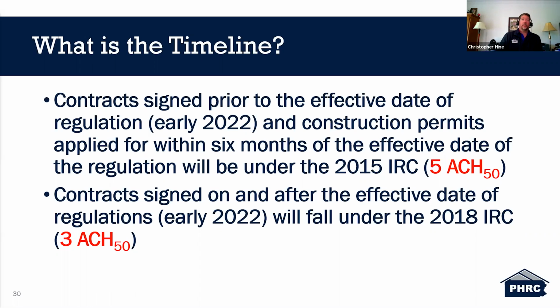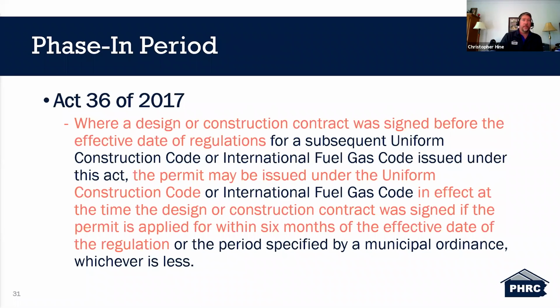However, contracts signed on or after the effective date of regulation, which again will be early 2022, we do not have that exact date yet, will fall under the 2018 IRC, which is changed to 3 ACH 50. This timeline information was pulled right from Act 36 of 2017. I'm not going to read this.